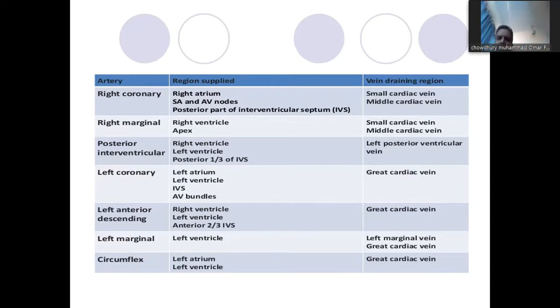And this is a box which shows the area supplied by different coronary arteries and their branches.